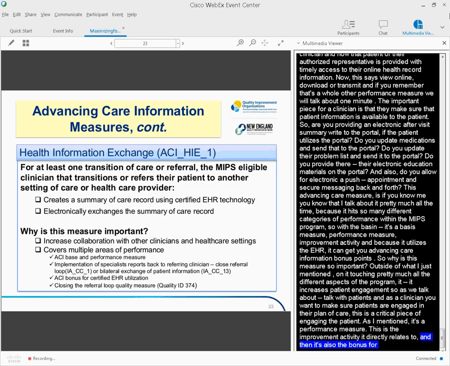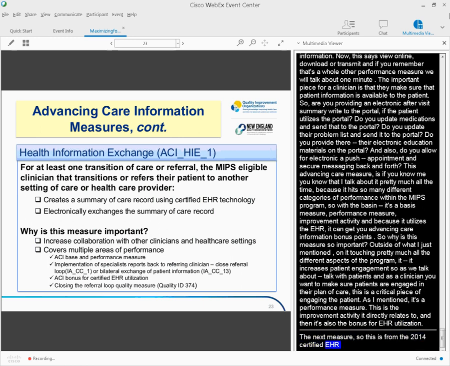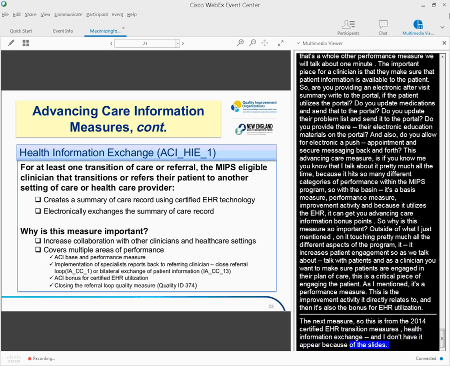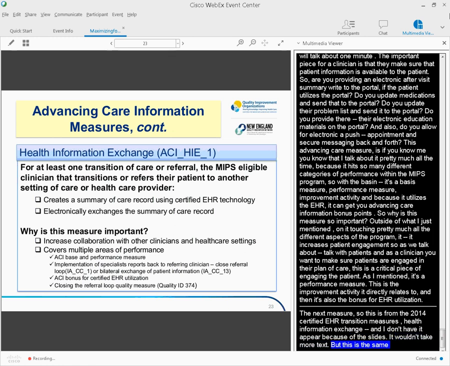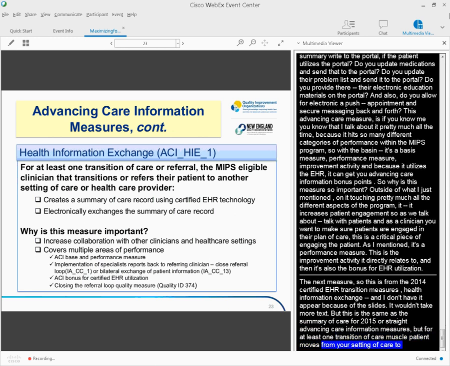The next measure, so this is from the 2014 Certified EHR 2017 Transition Measures. Health Information Exchange, it's also, I don't have it up here on the slide, the header wouldn't take more text, but it's the same as the send a summary of care for the 2015 or straight advancing care information measures. But for at least one transition of care, so patient moves from your setting of care to a different one, or a referral, the MIPS eligible clinician that either transitions or refers that patient sends this electronic summary of care. And they electronically exchange that with somebody else.